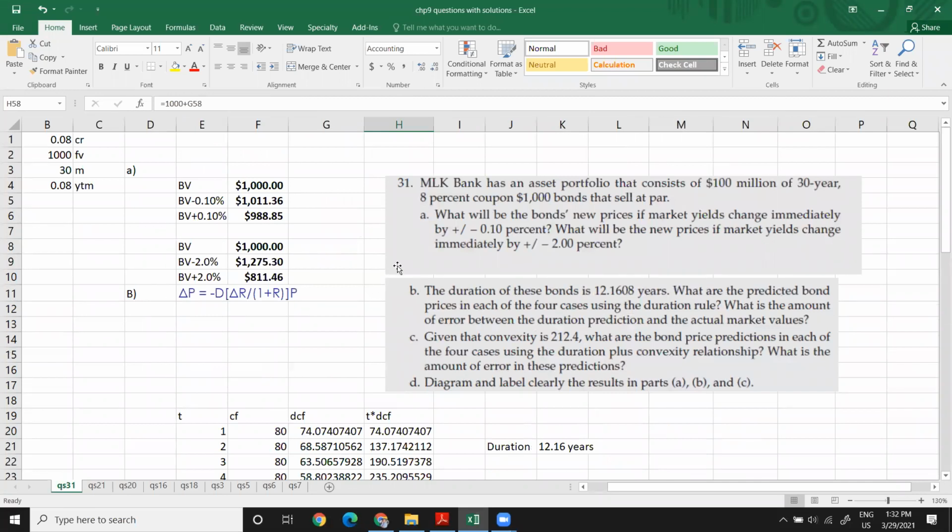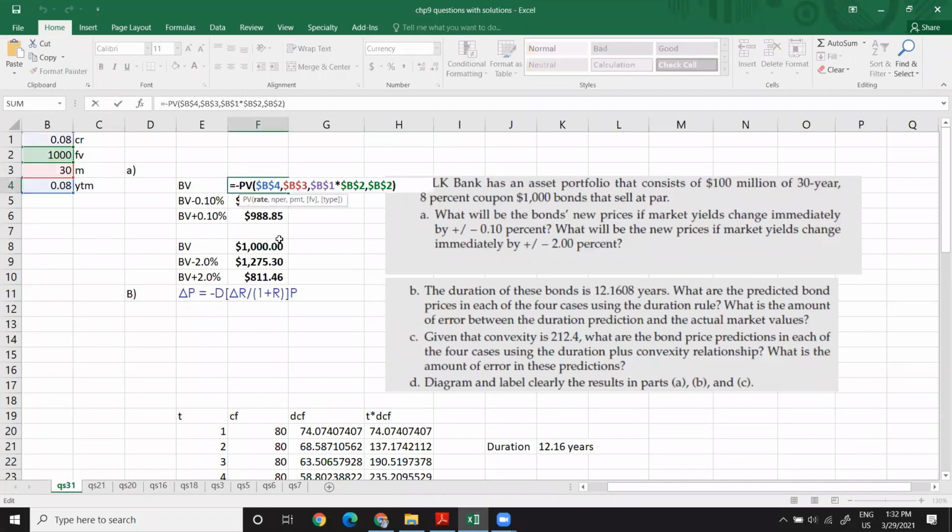Okay. We are given here a bank that has an asset portfolio consisting of 100 million of 30-year, 8% coupon, $1,000 bonds selling at par. In part A, you're asked to estimate the bond's new price if the market yield changes immediately by plus or minus 0.10%, so if it goes up and down.